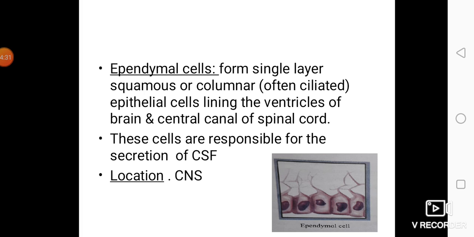The lateral ventricles, or the first and second ventricles, are present in the cerebrum, the third ventricle is present in the diencephalon, and the fourth ventricle is present in the medulla oblongata. All the ventricles are lined with ependymal cells. The fourth ventricle continues as the central canal of the spinal cord, so we get a lining of the central canal as ependymal cells. One of the functions of ependymal cells is secretion of cerebrospinal fluid. And location: they are present in the central nervous system.